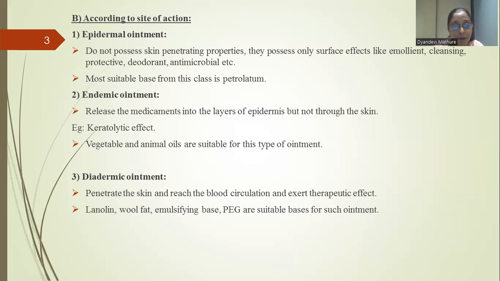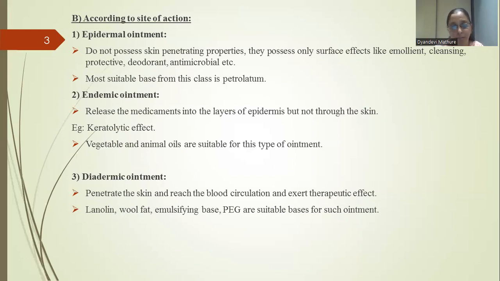The most suitable base from this class is petrolatum. We'll discuss later that in the preparation of an ointment, the main component is the ointment base, and the rest is your drug or API, but the maximum amount of the ingredient or excipient is the base. So epidermic ointment is prepared by using the base called petrolatum.